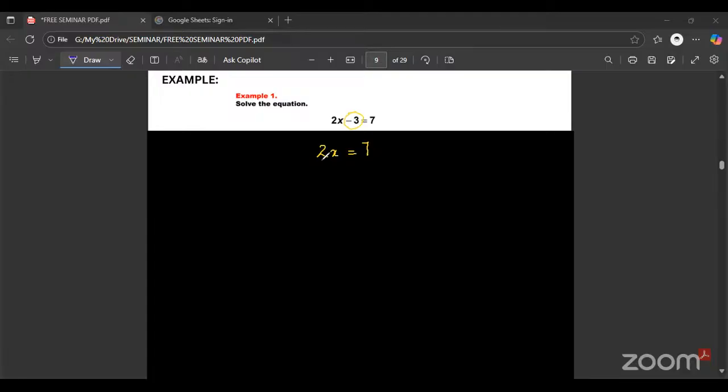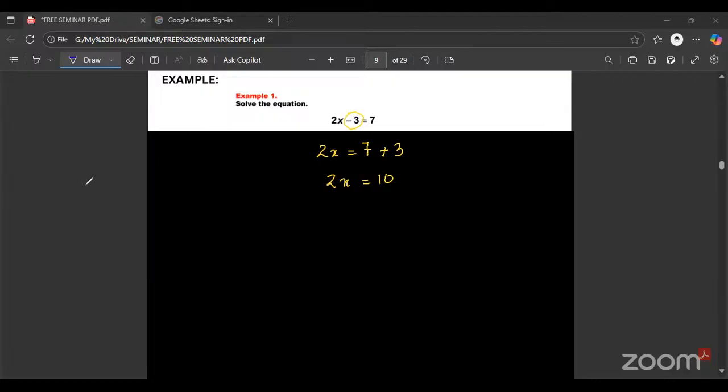What's the opposite sign of minus? Plus. Yes. So it will be a plus 3. So your answer will be 2x is equals to 10 because 7 plus 3 is equals to 10.